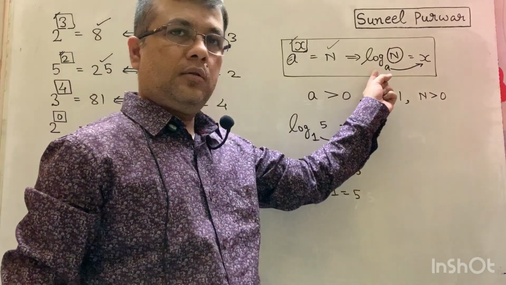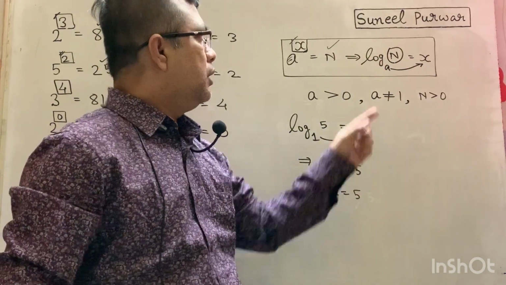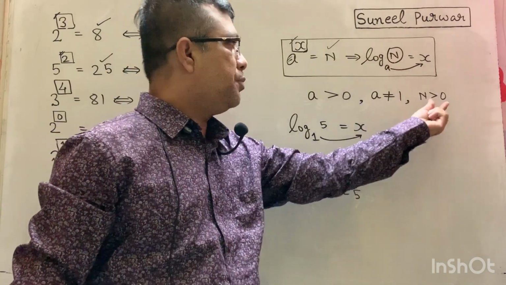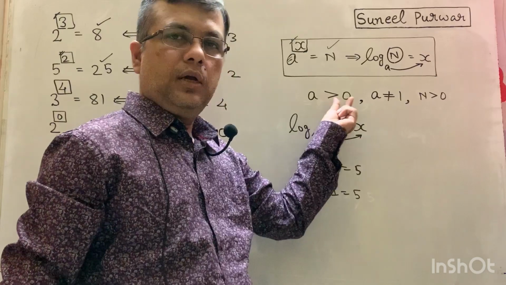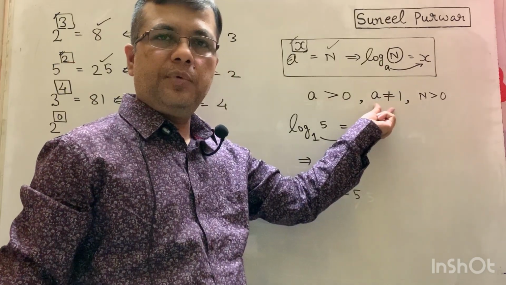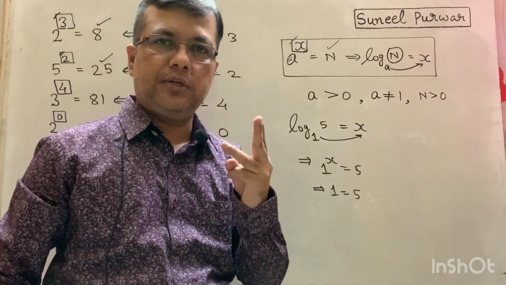Alright. So for finding the logarithms, there are 3 important conditions. Number 1, the number whose log you are finding must be positive. The base at which you are finding the log must be positive. And further, base can never be equal to 1. So these 3 conditions are founding conditions.